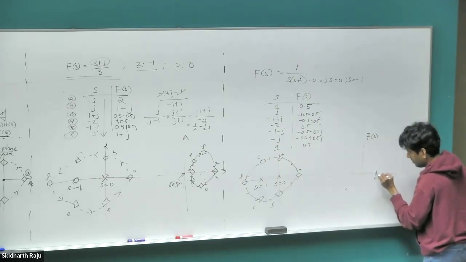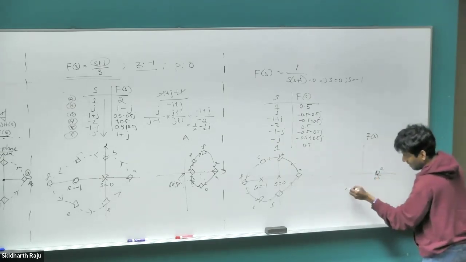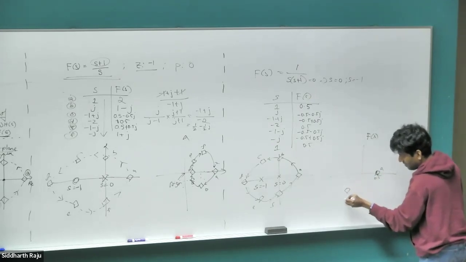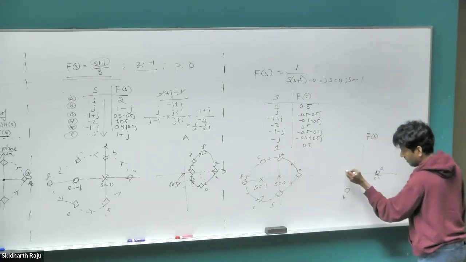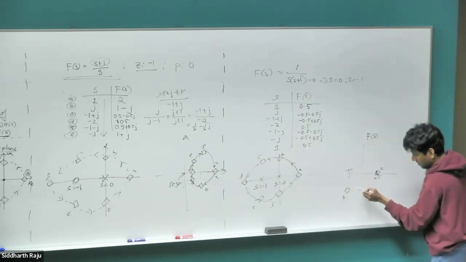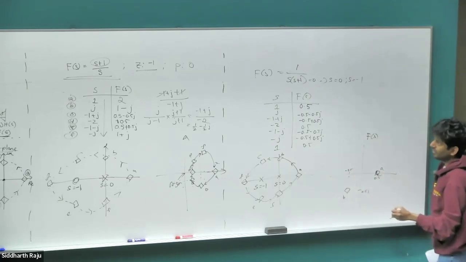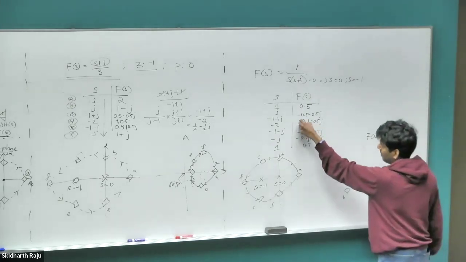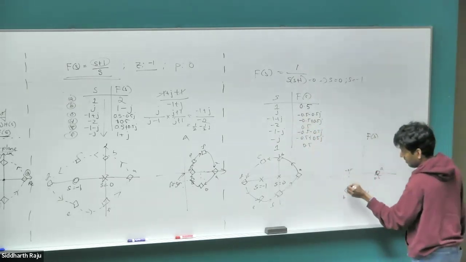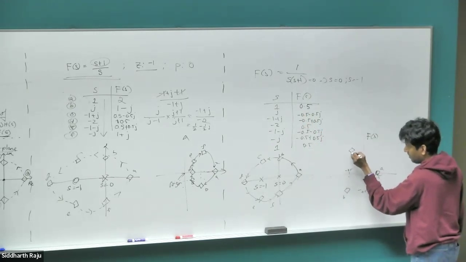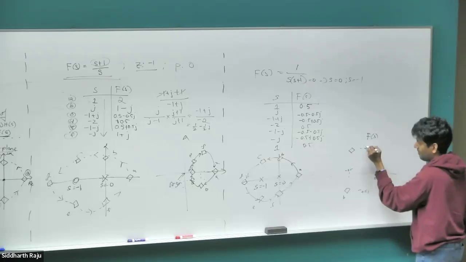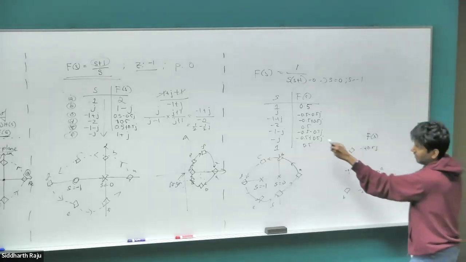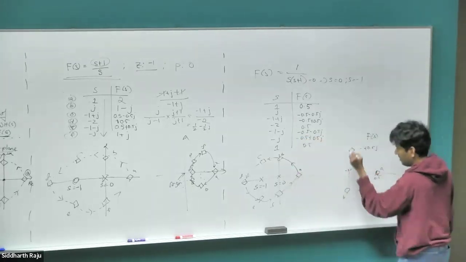Should have put element A. And then we have point B, which is negative 0.5, and then negative 0.5j. And from there we jump to the complex conjugate pair, which is on the top here. Still negative 0.5, but plus 0.5j. And then we have A, B, C.